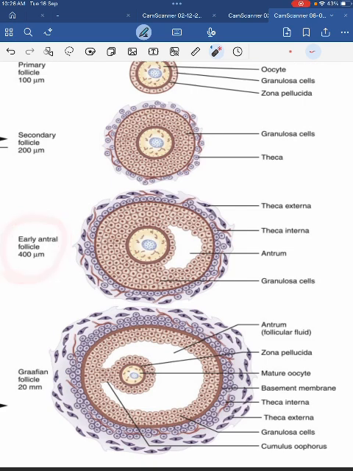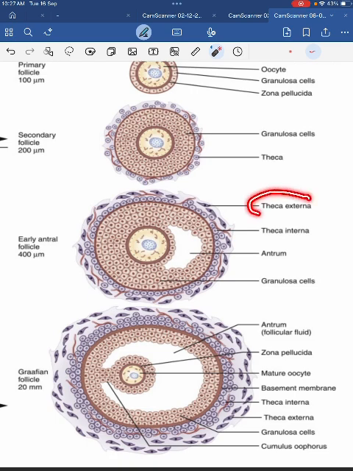Now what is early antral follicle? Here no cavity is present between the granulosa cells, but here you can see a cavity present between the granulosa cells, that is known as antrum. Inside the antrum, follicular fluid is present. Here follicular fluid is present for the nourishment of the egg or the oocyte you can see.